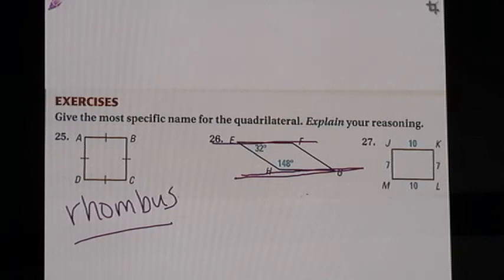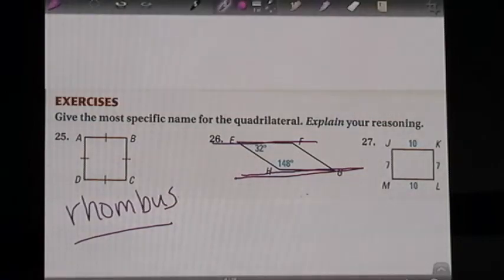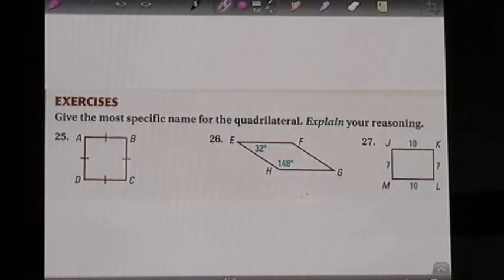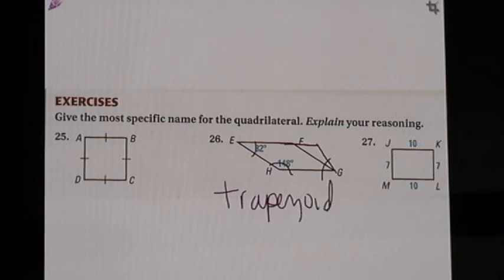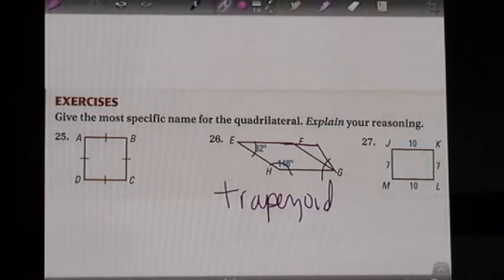We cannot tell that, because one of the things you can do to help you figure out stuff like this is ask yourself, just because these are these angles, does this one have to be 32? Could it be like this? Is there anything to prevent that from being bigger? No, there isn't. So all we can say about number 26 is that it's a trapezoid, because it has at least one set of parallel lines and the other set is not marked. So we don't know. That's the most specific we can get. Trapezoid.